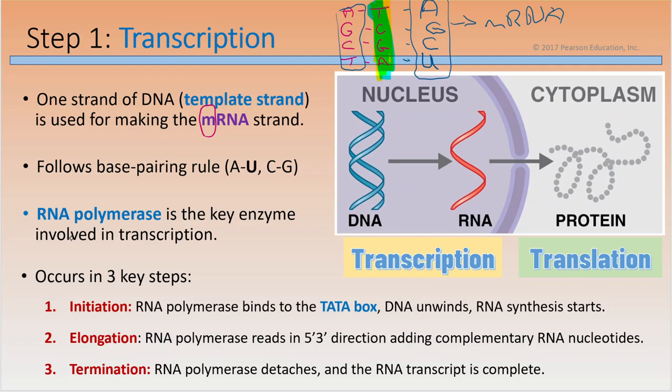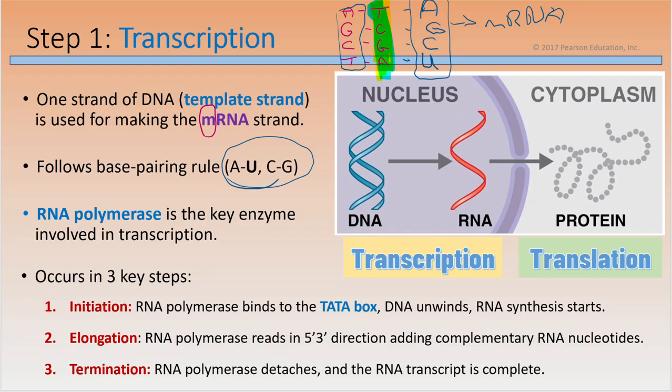RNA polymerase is the enzyme that is key in conducting transcription. It's the one that's going to help unwind that DNA molecule so that the template strand could then attach the complementary base pairs for the RNA strand, and RNA polymerase is going to be key in that.